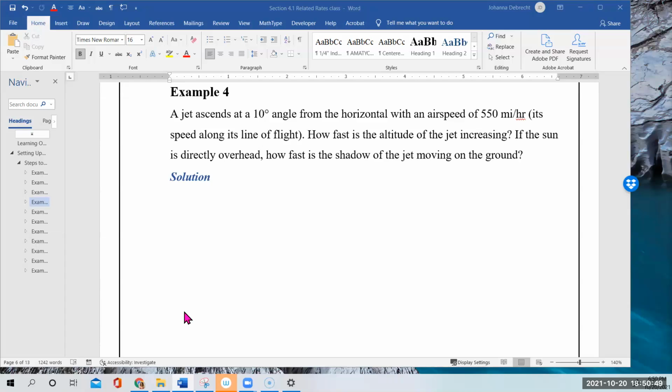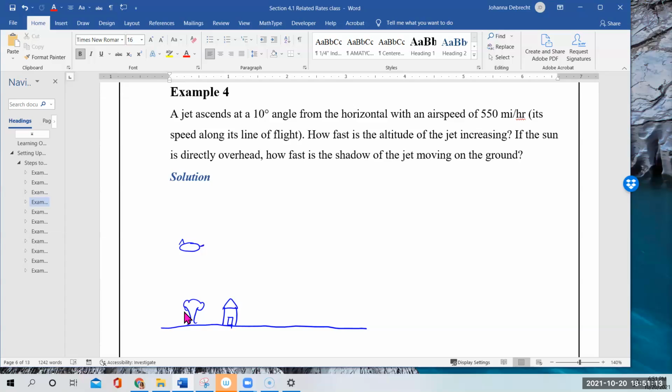So now I'm going to draw a picture of what I have. I must have the ground down here somewhere, so I can draw a tree to indicate I've got the ground and maybe a house to go along with it. And then somewhere up here in the air, I have an airplane that was flying along. And then the airplane decided to go up at a 10-degree angle.